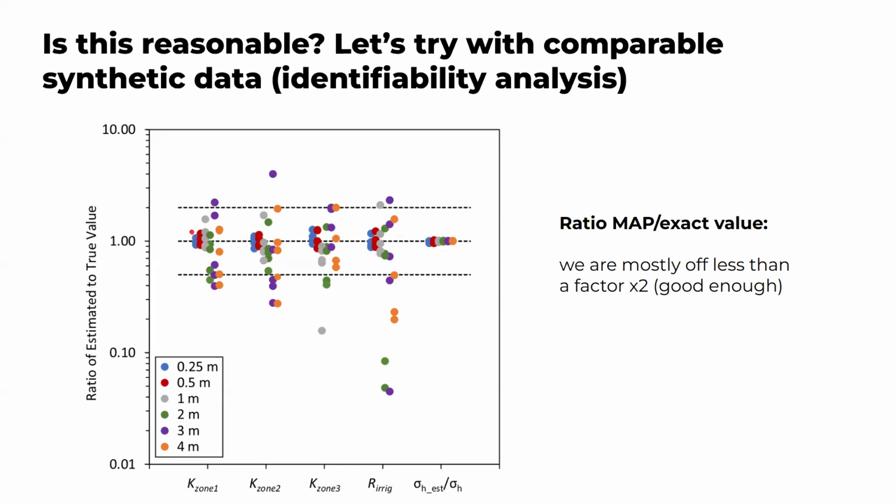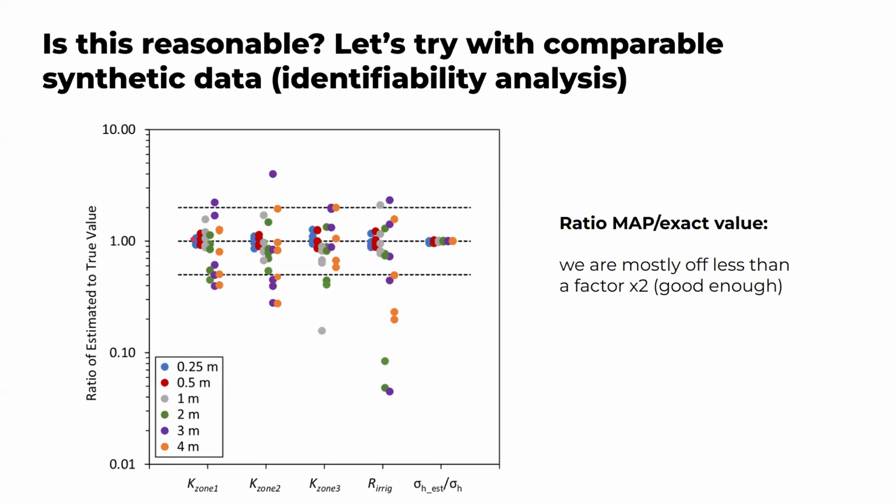So we want our dots to be clustered around this line of 1. You see dots of 5 colors because of the 6 levels of noise that we tried. For each color, there are 5 dots because we repeated the synthetic data inversion 5 times. You want to see dots clustered around 1, but we're happy enough if we are off by a factor of 2. So the dots don't have to go beyond this line, where they would be 2, and below this line, where they would be 1/2.